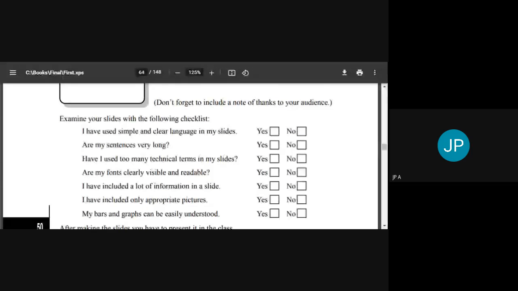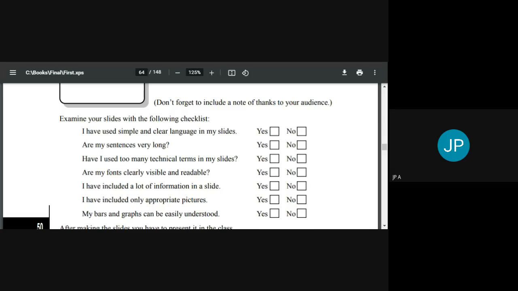And are my fonts clearly visible and readable? What do you mean by a font? Yes, yes, it should be. So many people have responded. I'm grateful for your responses. Archana, Srishma, Diya, Trishna, Surya, Sri Lakshmi. Thank you for those responses.